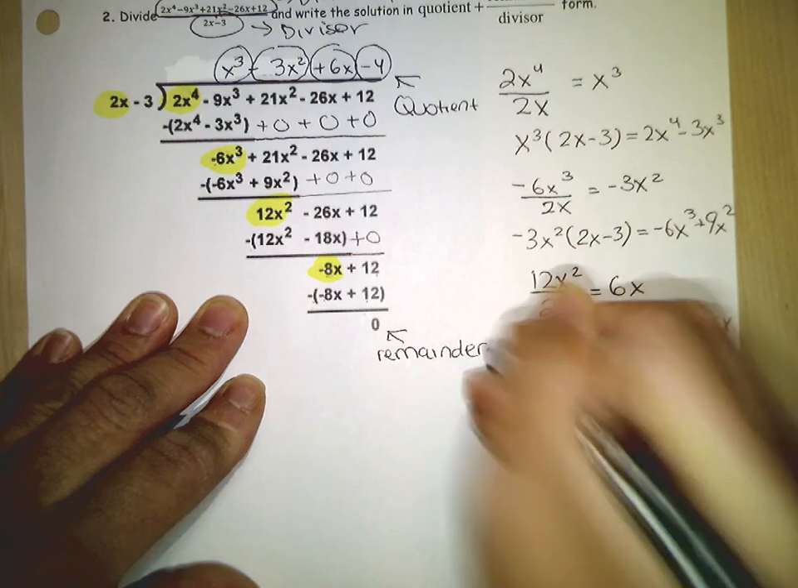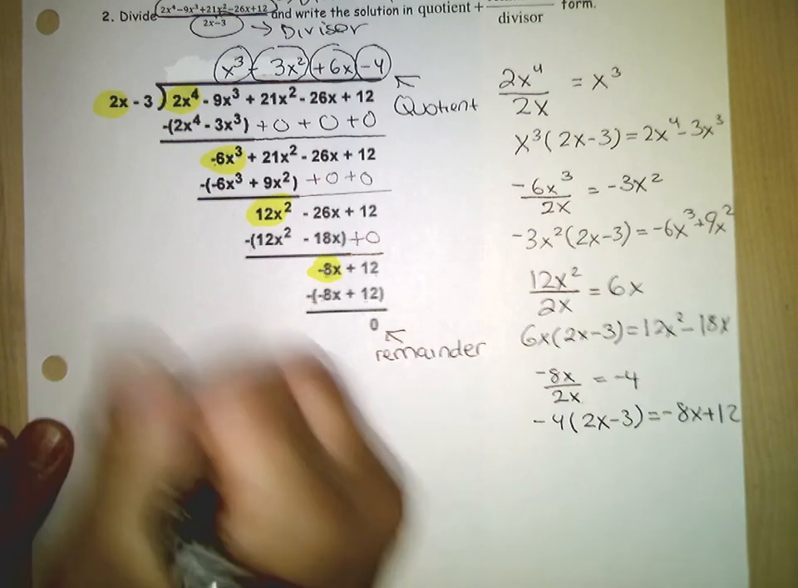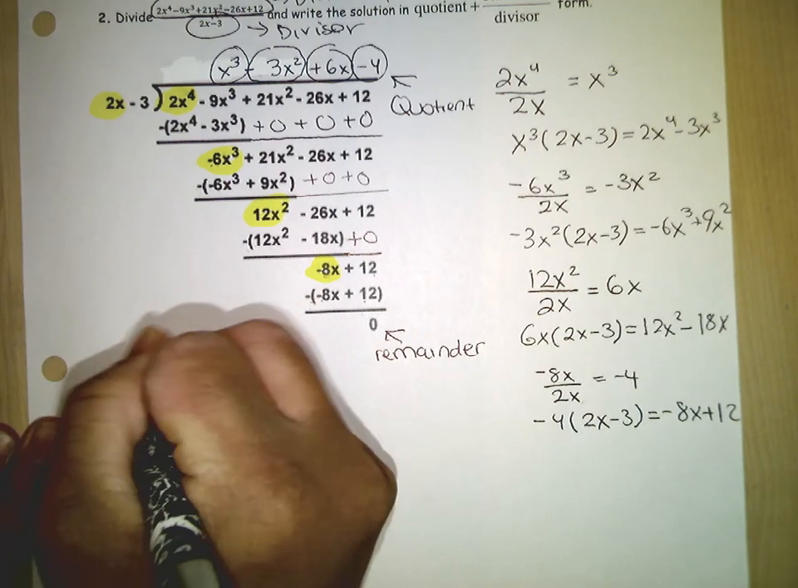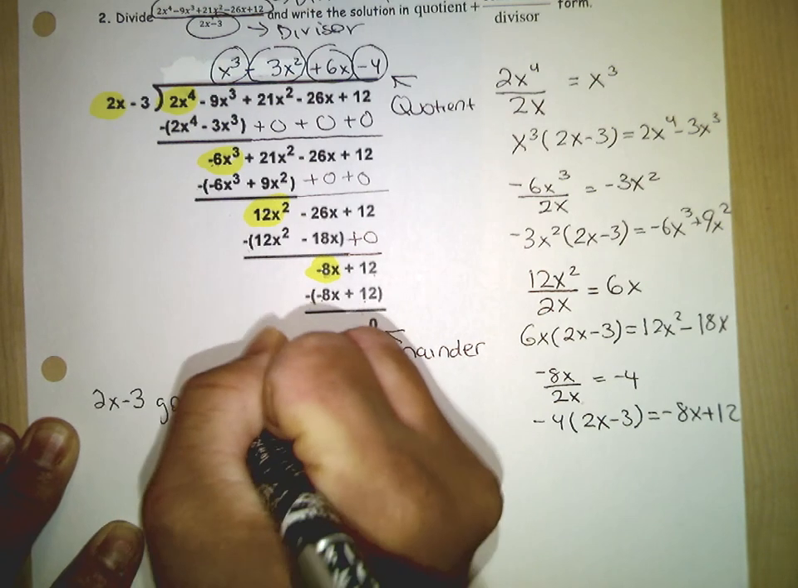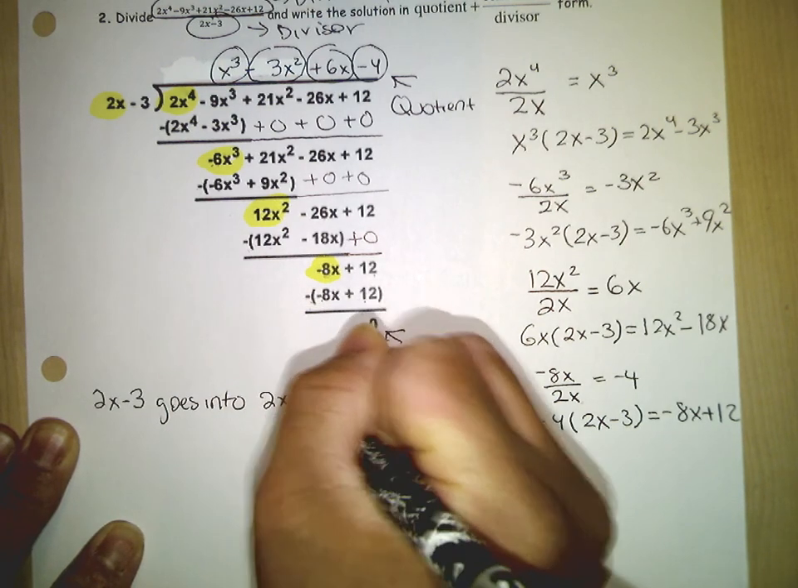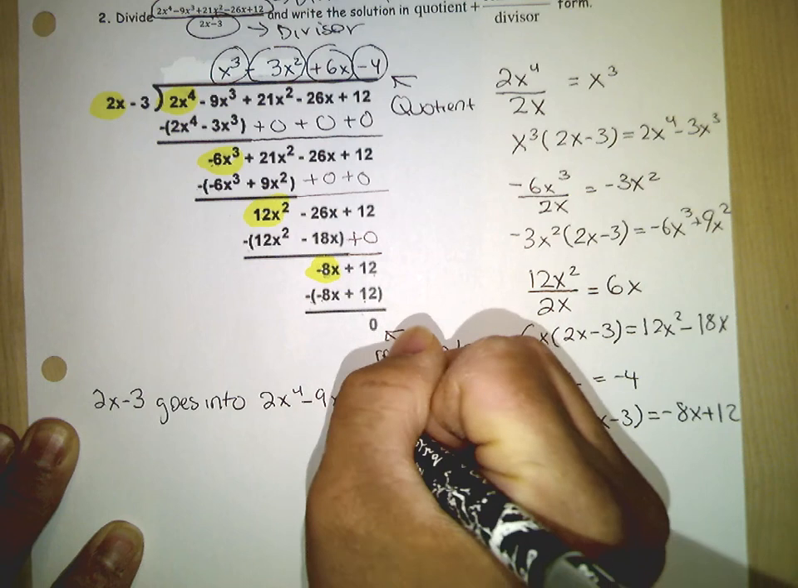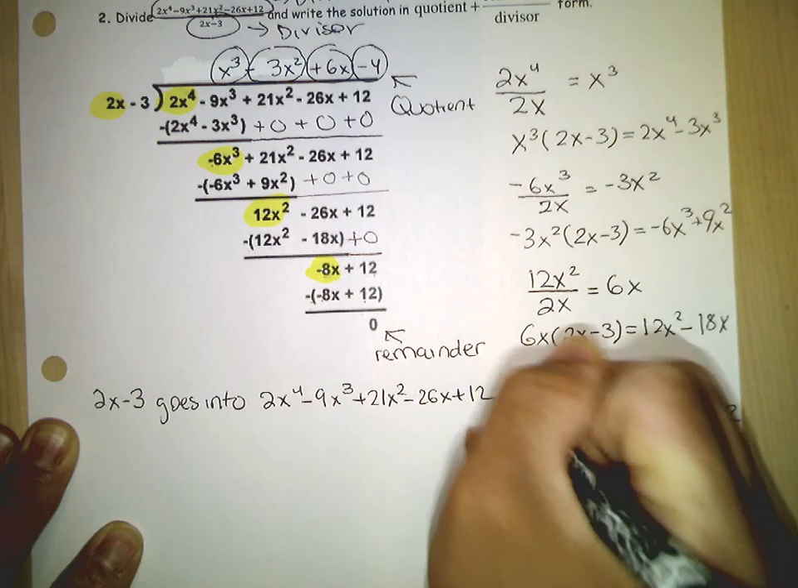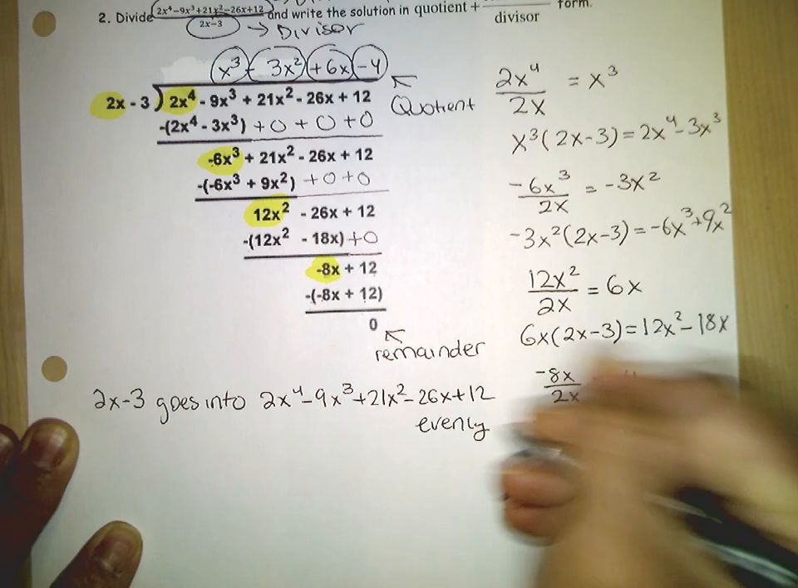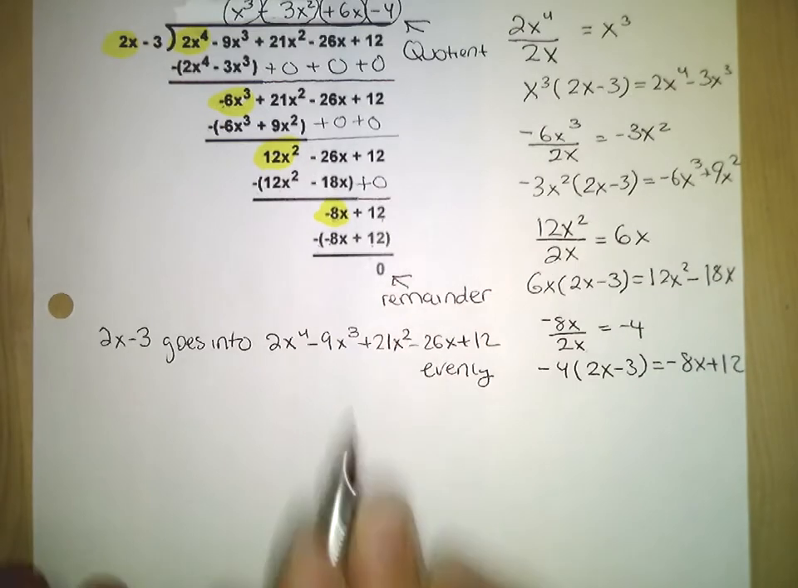So a remainder of 0 actually means that 2x minus 3 goes into 2x to the fourth minus 9x to the third plus 21x squared minus 26x plus 12 evenly. All right, since the remainder was 0.